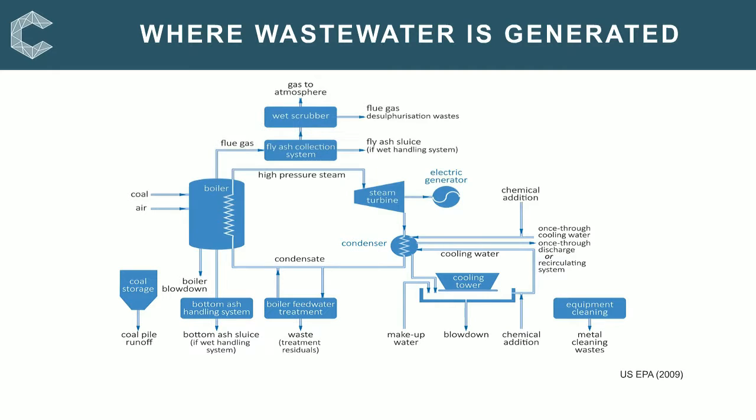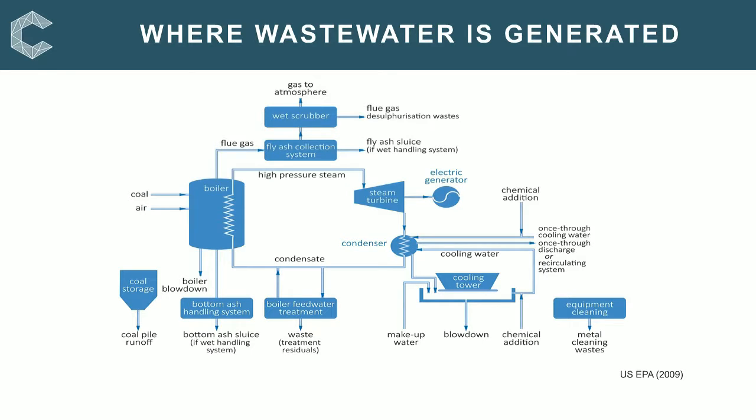Wet bottom ash and fly ash may be transported and stored together or in separate ash impoundments, and other waste streams may also be sent to the impoundment. Of course, overflow from the impoundment can be recirculated back to the power plant for reuse or treated and discharged.